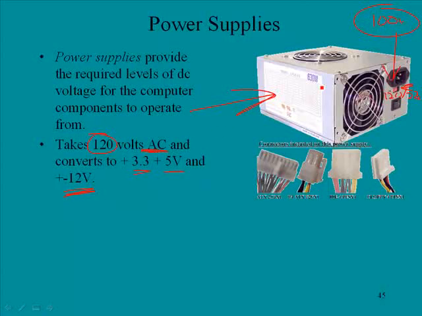And the DC that's produced by the power supply is typically 3, 5 volts, and negative and positive 12. These are some of the connections that you see on a common PC. Your text doesn't go into them, I'm just mentioning that they are there.